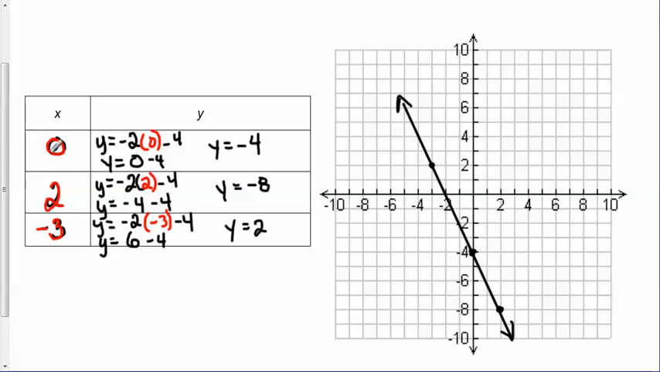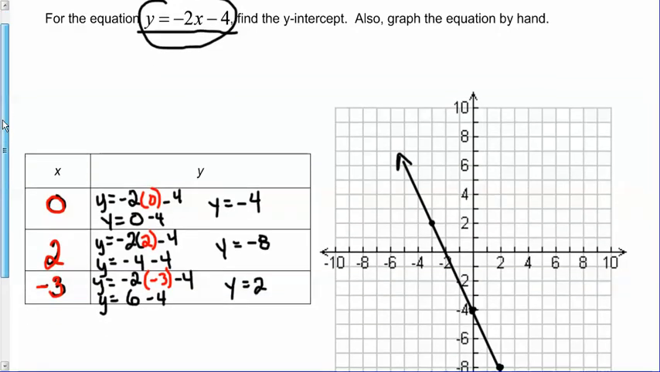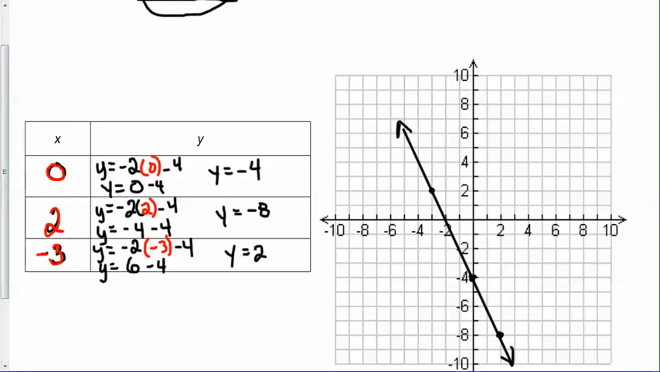Okay. So there we've graphed the equation. We've graphed the equation y equals negative 2x minus 4. And notice the y-intercept, if we remember what the y-intercept is, it's where the graph crosses the y-axis. Well, there's that point where it crosses the y-axis right there at the point 0, negative 4. That's my y-intercept. And notice we knew that that was our very first point because whenever we would let x equal 0, we're going to for sure have the y-intercept.